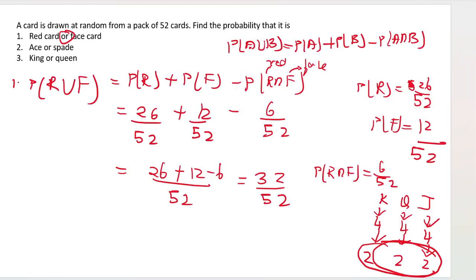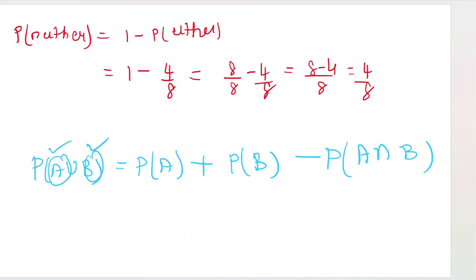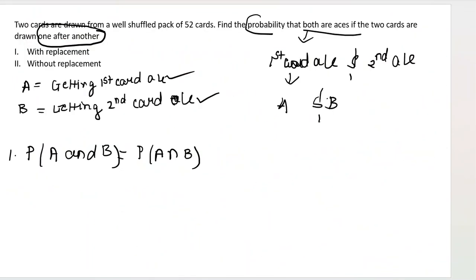Now in this case, we are asked probability of A intersection B. Now we are solving it for the first part. The first part says what?